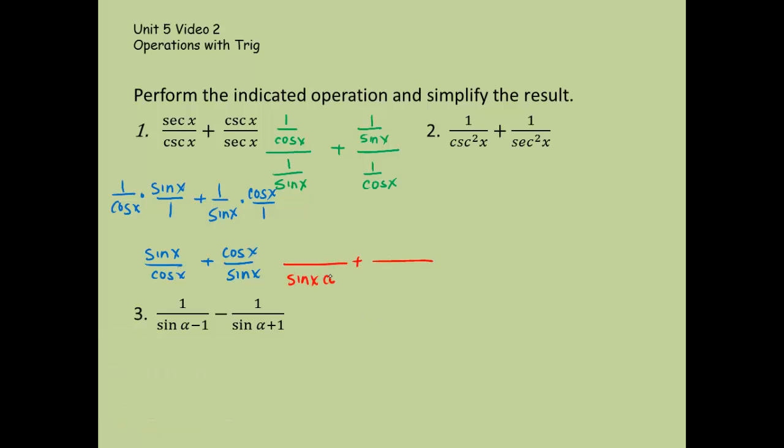Sine of x times the cosine of x, and those can be written in either order. Remember, it's multiplication. So this one needs to be multiplied by the cosine of x over the cosine of x, and this one will get multiplied by the sine of x over this. Oops, did I do that backwards? I did.